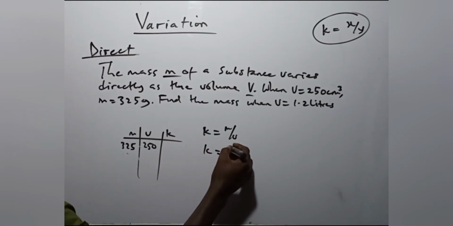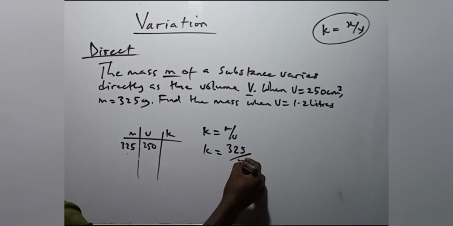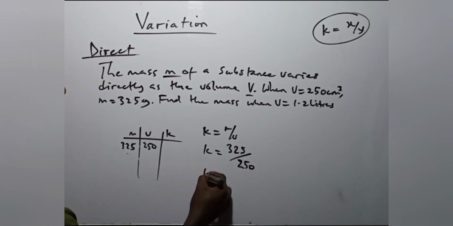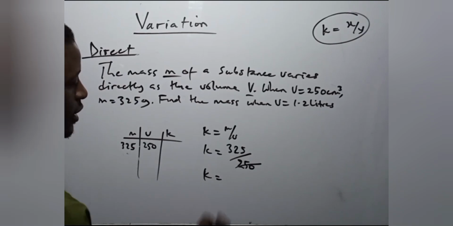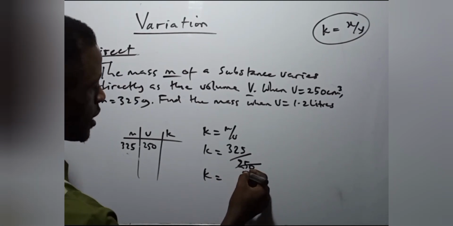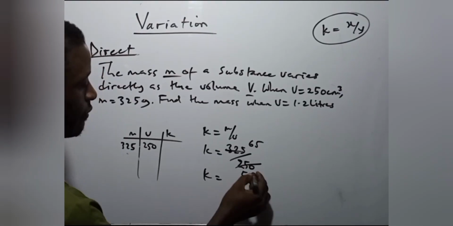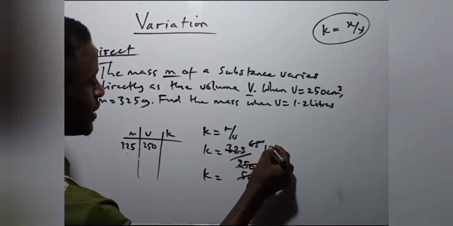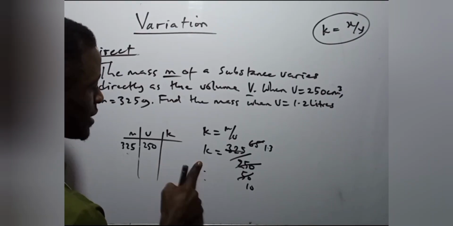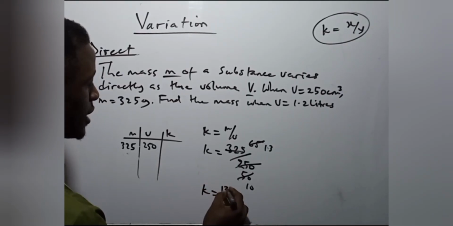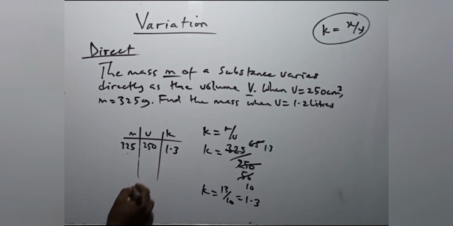k is going to be, m is 325 over 250. So k is going to be, let us use 5. 5 divides 250 to give us 50. 5 divides this one to give us 65. 5 divides this one to give us 10. 5 divides this one to give us 13. So our final answer for k is going to be 13 over 10, which is actually 1.3. So you write 1.3 here.